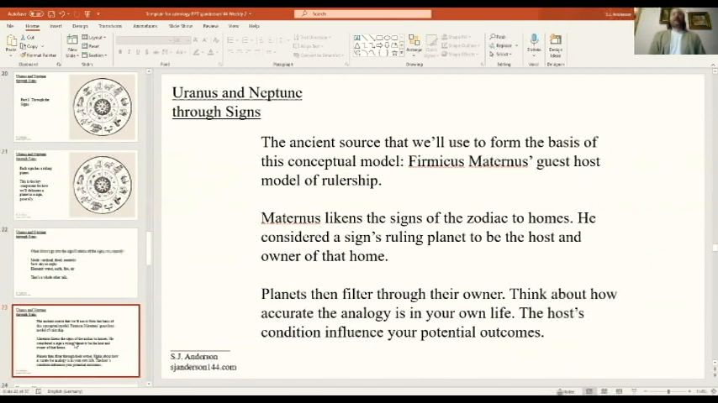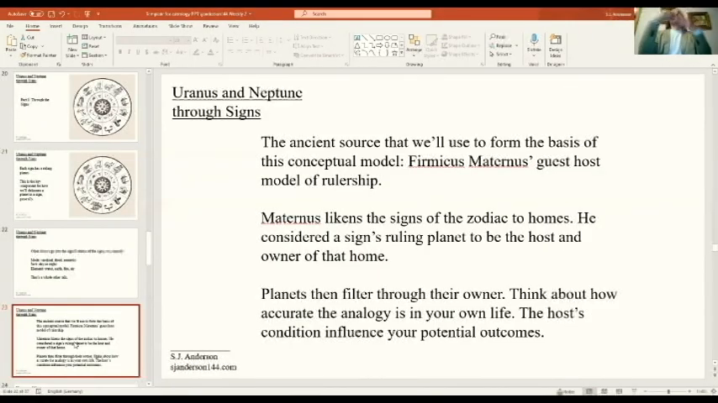What I do want to cover is the main ancient source that I use to understand the basis of rulership and how planets function within a sign. And this is Firmicus Maternus's guest-host model of rulership. It's to me maybe the most important part of chart delineation, certainly for my practice.